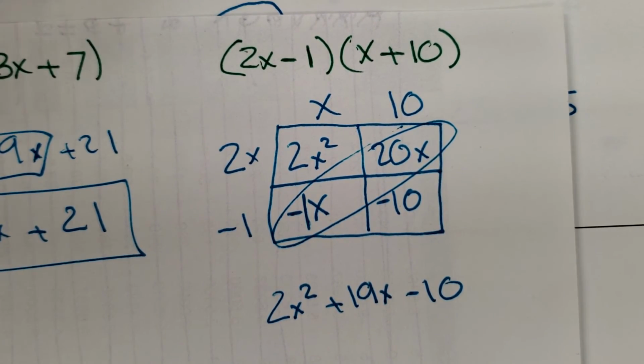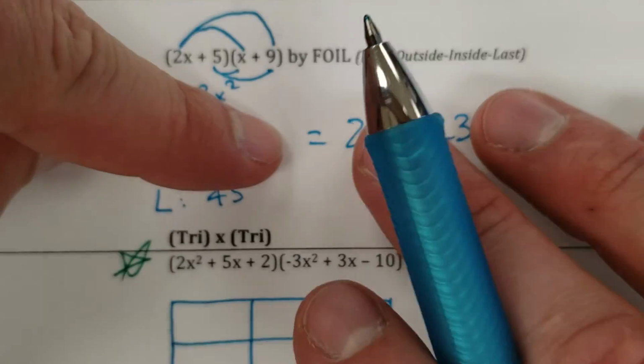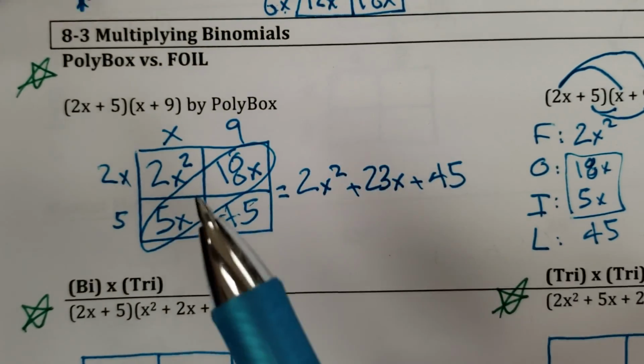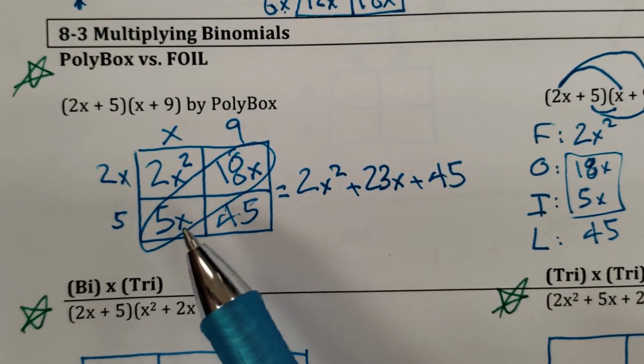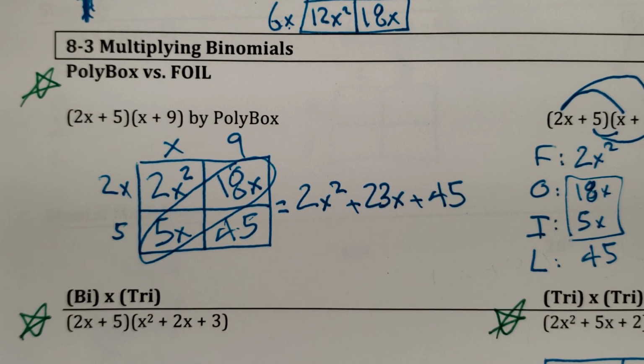That's it. That's a binomial times a binomial. You have the FOIL method if you want to do things in your brain. But if you want to go slow and smooth and do it accurately, a polybox will never, ever fail you. Okay, we'll do some binomials times trinomials here in a second.